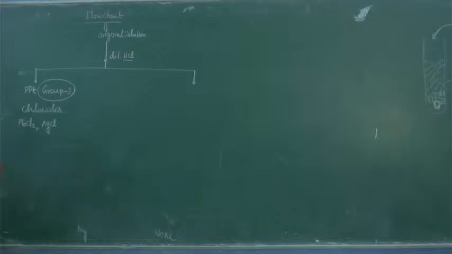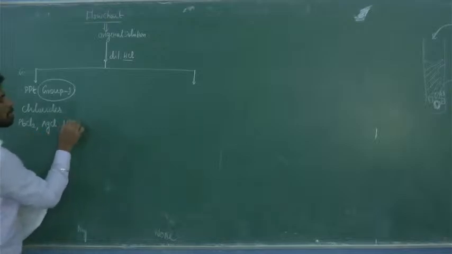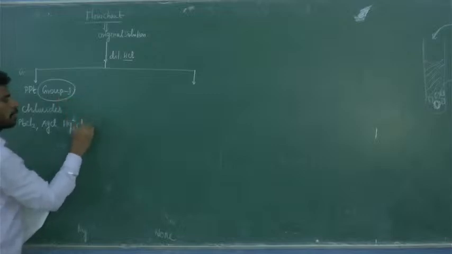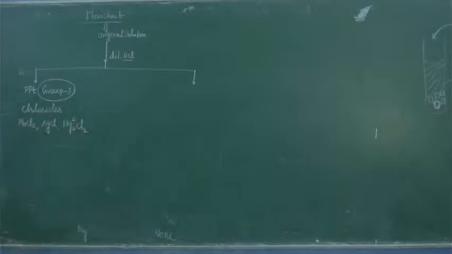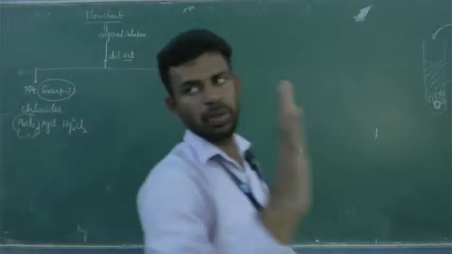Okay, what other cations are there? Mercury, that is Hg2, this will become Hg2Cl2. Okay, so how will it precipitate? As chlorides. Is it clear? Please note this. What is important here is this; the remaining two are not important.